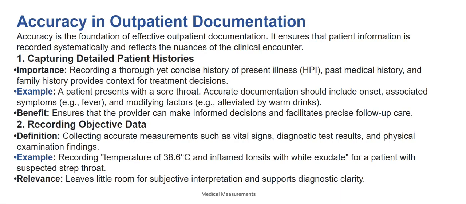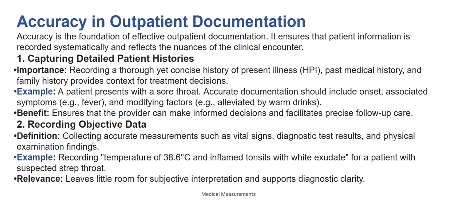We'll start with capturing detailed patient histories. Importance: recording a thorough yet concise history of present illness (HPI), past medical history, and family history provides context for treatment decisions. For example, a patient presents with a sore throat; accurate documentation should include onset, associated symptoms, for example, fever, and modifying factors, for example, alleviated by warm drinks. Benefit: it ensures that the provider can make informed decisions and facilitates precise follow-up care.